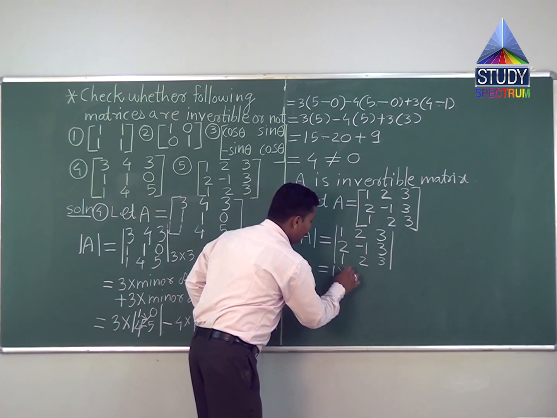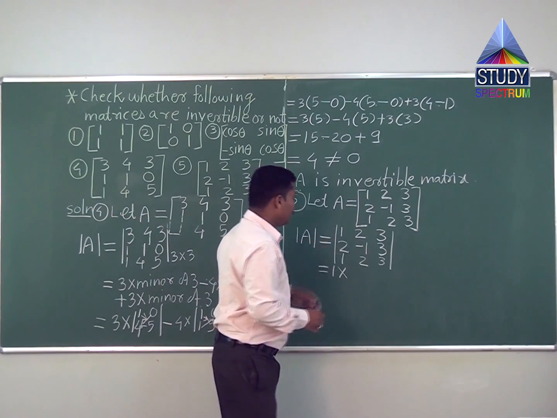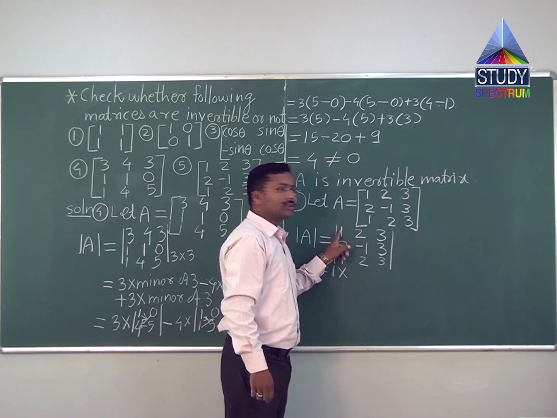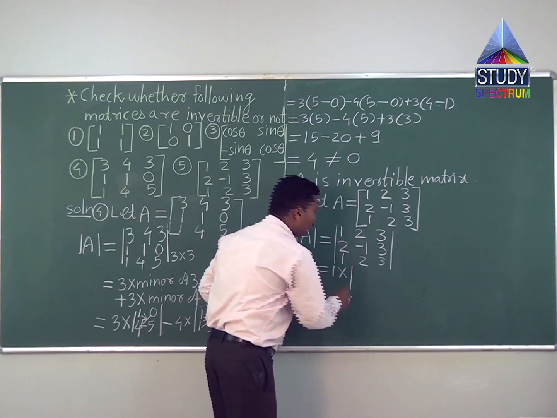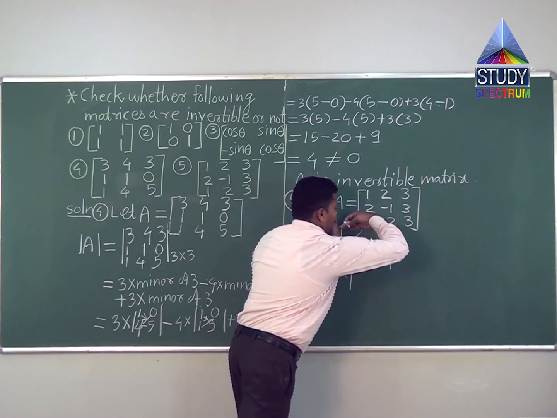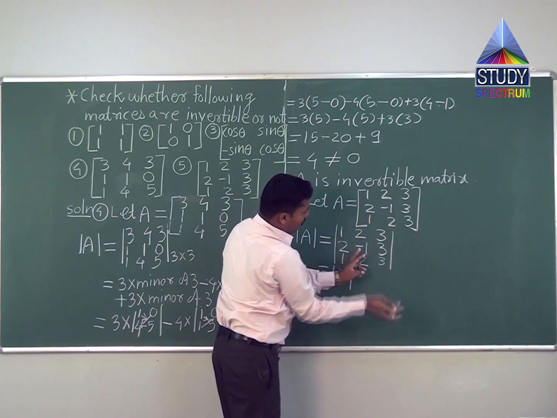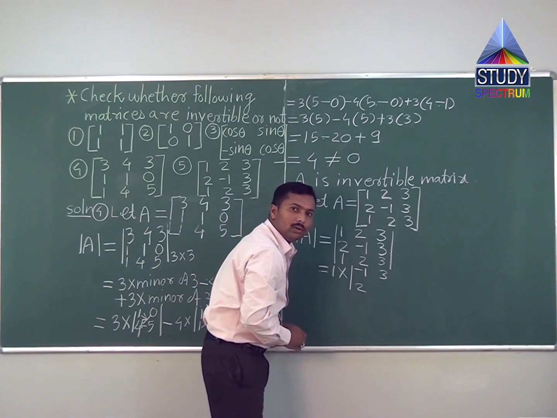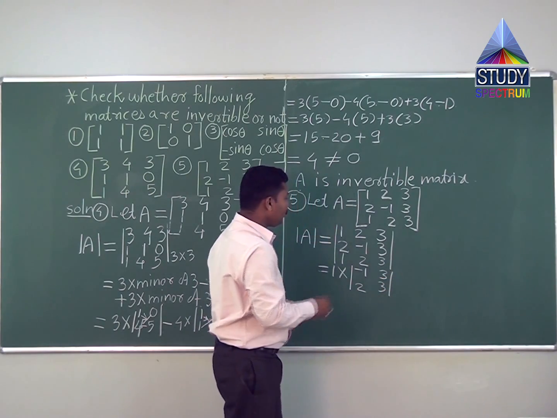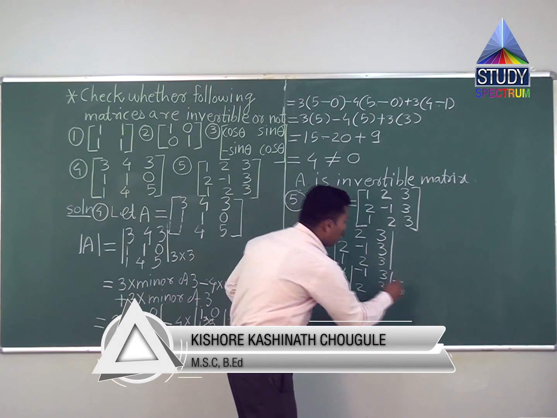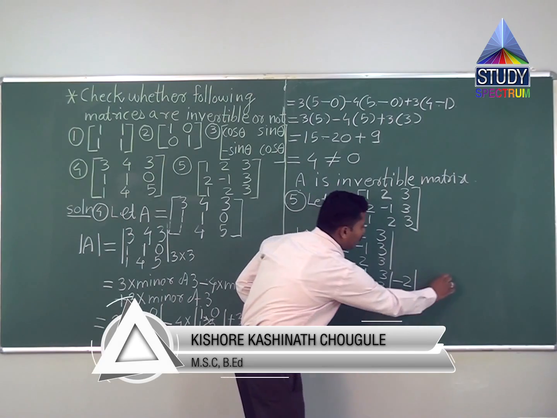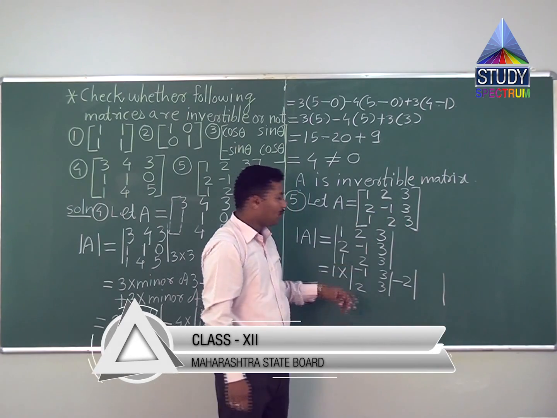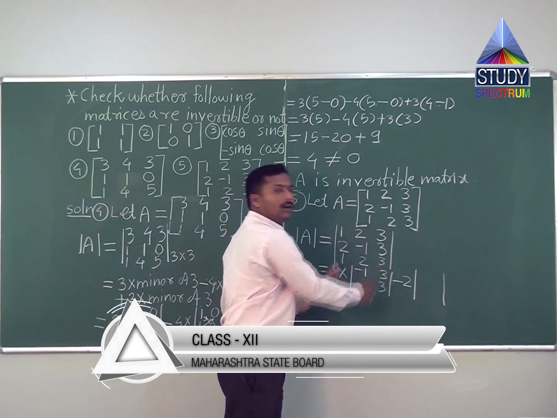This is 1 into the minor of this 1. Delete the row and column passing through this number, so what remains in the determinant is minus 1, 3, 2, 3. Again minus this second number 2 into the determinant. The column and row are deleted, so what remains? 2, 3, 1, 3. And take the determinant as it is.